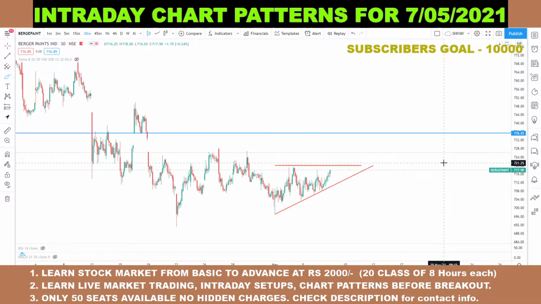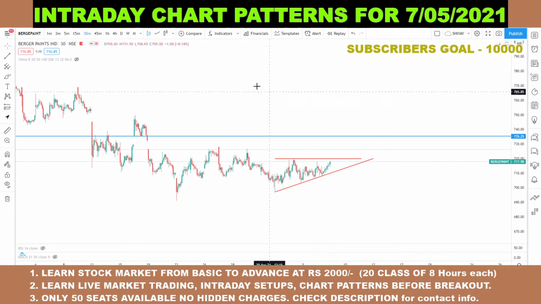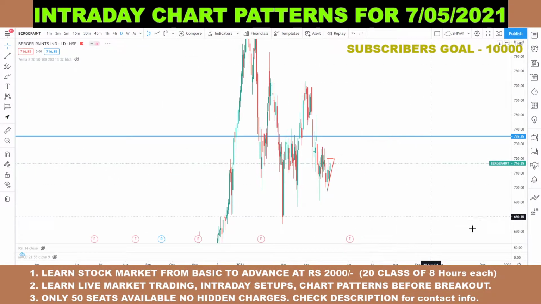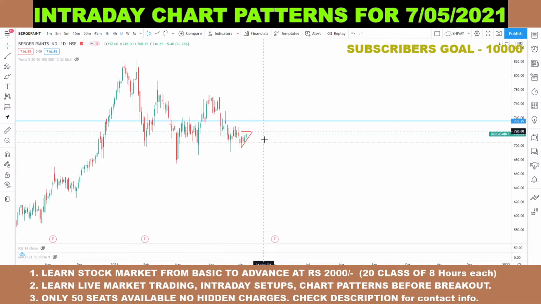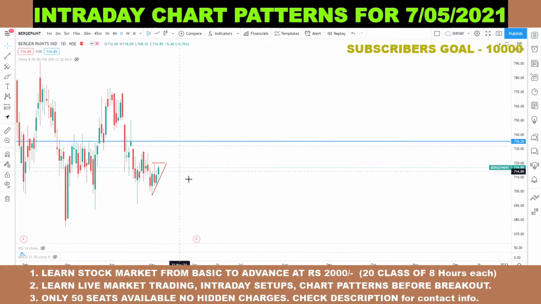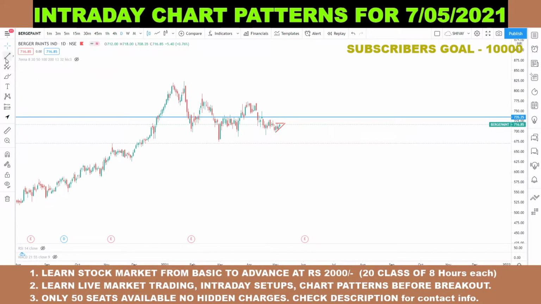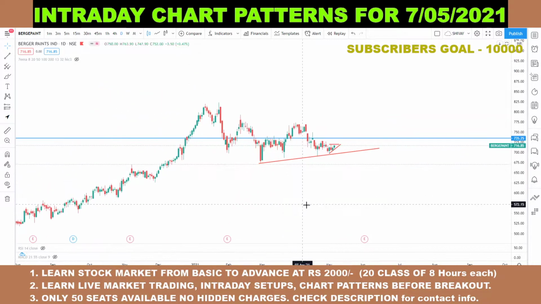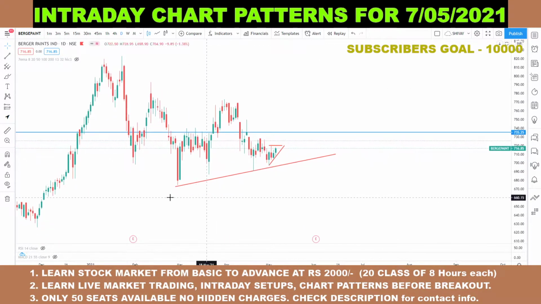Now let's analyze this stock, Berger Paints. See, if you watch this stock closely in daily time frame, you will find out that this stock has made a good sort of a closing today. Okay, it is reversing from the downside. So as the stock is reversing from the downside, it is actually taking this level as a support.